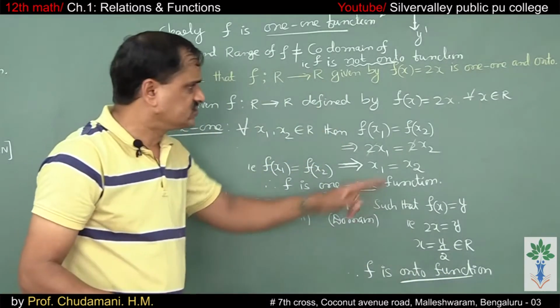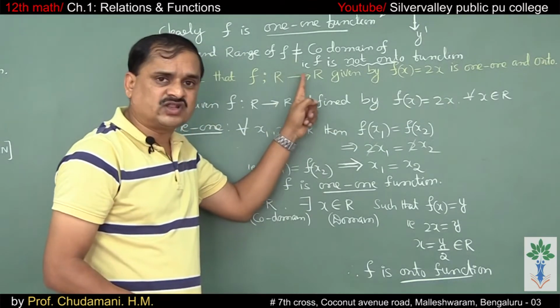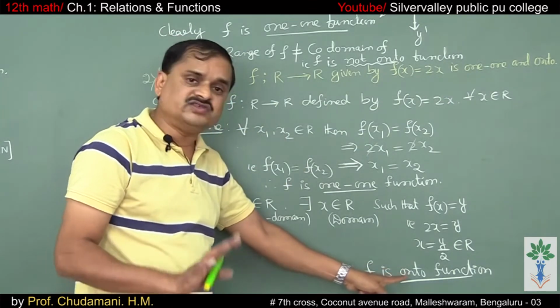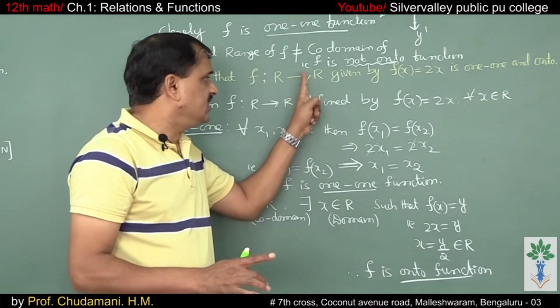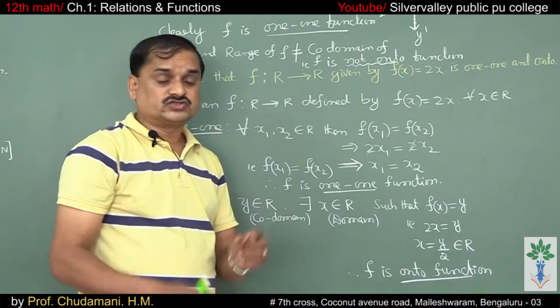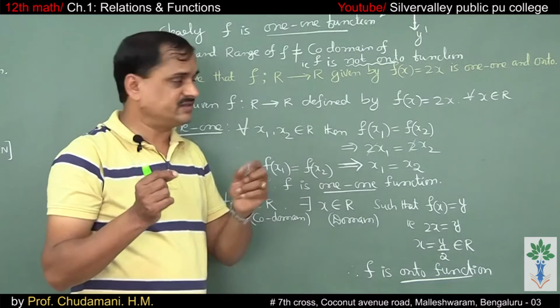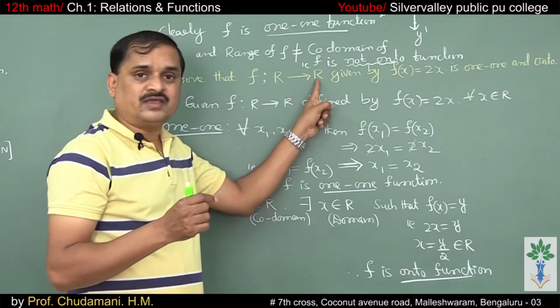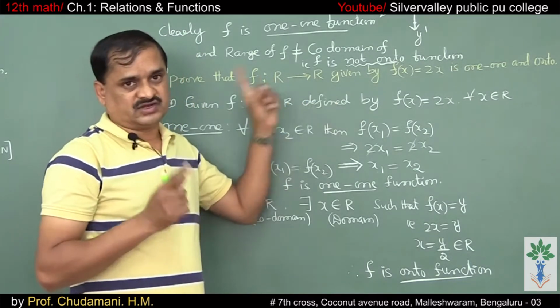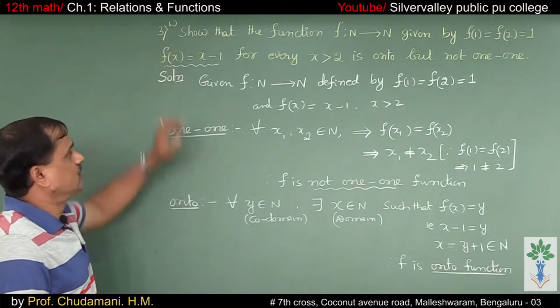Please note, students, for the same function, if the set is natural numbers to natural numbers, it is not onto. If it is real numbers to real numbers, it is onto. So the set matters a lot. Please take care of that: what is the domain and what is the codomain. That is important.